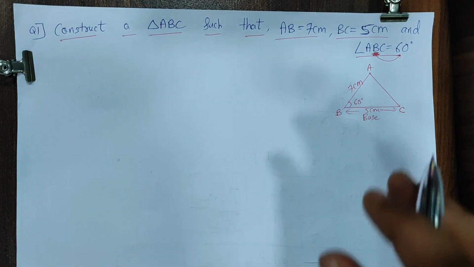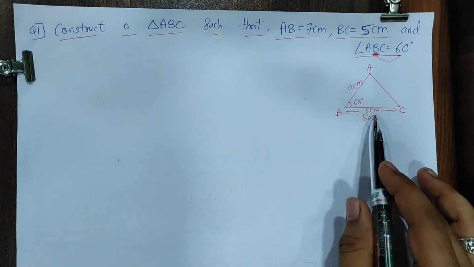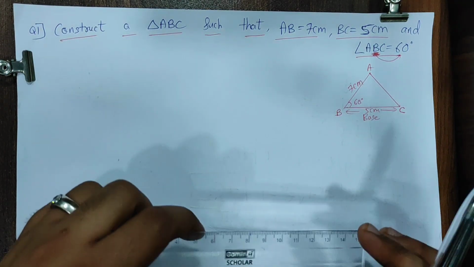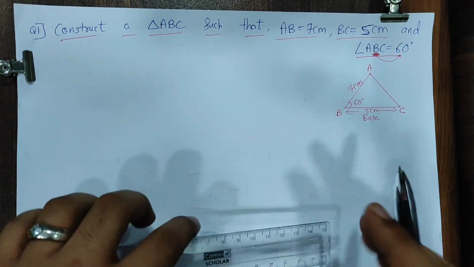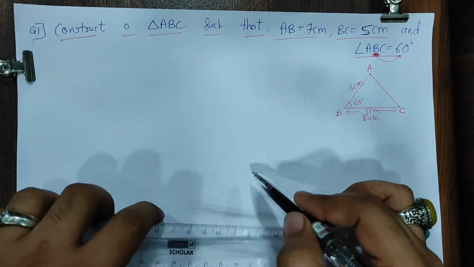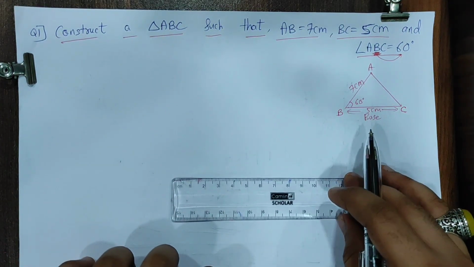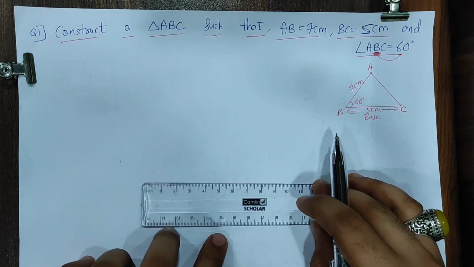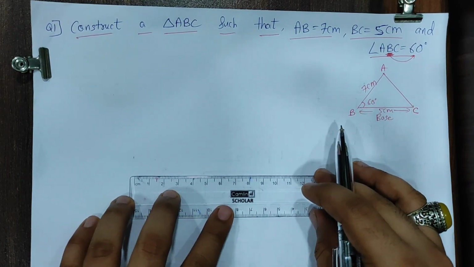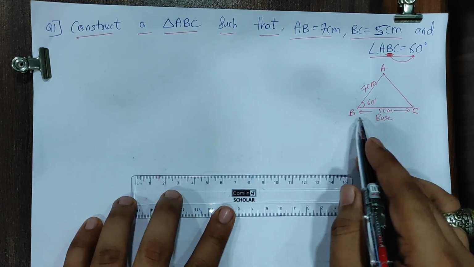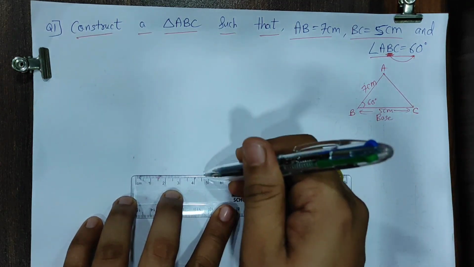What's the first thing you will do? The first thing we'll construct is the base, 5 centimeter. I am constructing the base on the ruled line. You must be having ruled lines in your notebook. Don't draw between 2 ruled lines, draw exactly on the ruled lines, please, all of you. Now this 5 centimeter base I am constructing, which I'll be calling BC.